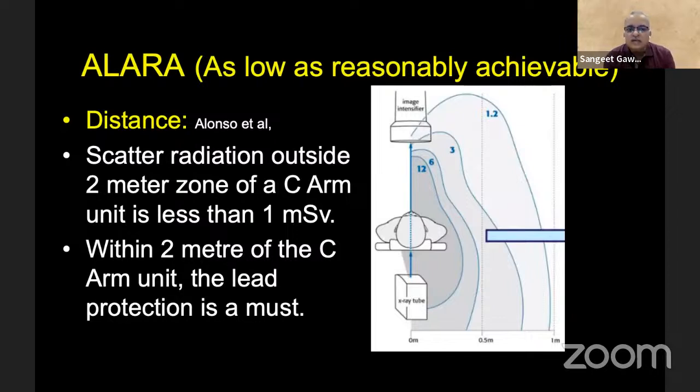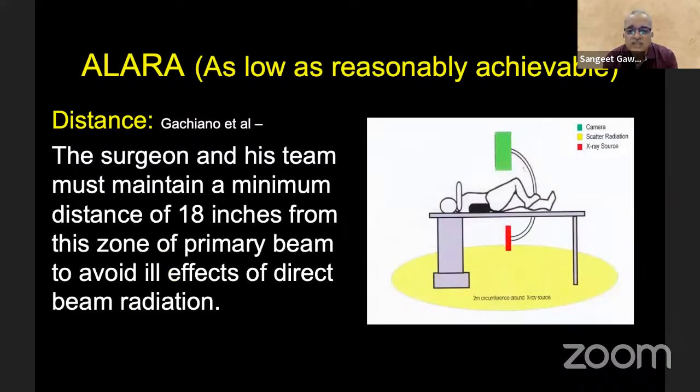So if you are at a distance of 2 meters from the C-arm unit, the amount of radiation you will receive is only 1 millisievert. Within 2 meters of the C-arm unit, the lead protection is a must. Beyond 2 meters, whether you use the apron or you don't use the apron, it does not make any difference. So that was the distance where ideally you should stand. Whenever you are shooting, try to maintain a distance of more than 1 meter from the patient, so that even though you are using protection, you receive less exposure and avoid the radiation hazard.